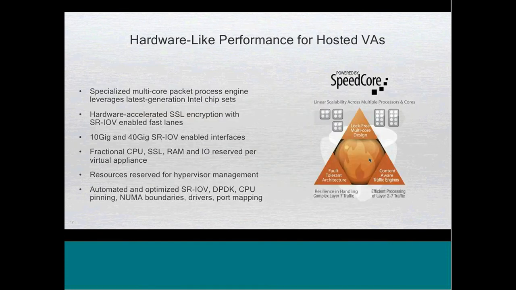So how do we achieve hardware-like performance for the virtual appliances? The secret sauce includes these 6 factors. Essentially, we have a technology called SpeedCore that uses multi-core packet processing engines that use the latest generation of Intel chipsets. So that gives you the portability. At the same time, it also gives you a high packet processing capability.